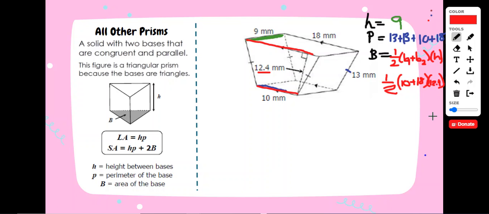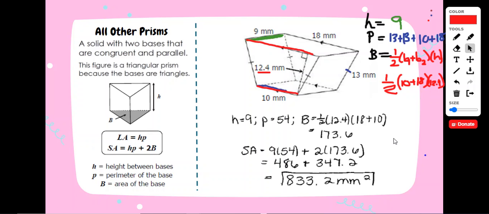Once we have all of that information, we just plug and chug that into our surface area formula. Okay, our base ends up being equal to 173.6. So we have 9 times 54 times 2 times our area of our base, giving us 833.2 millimeters square.